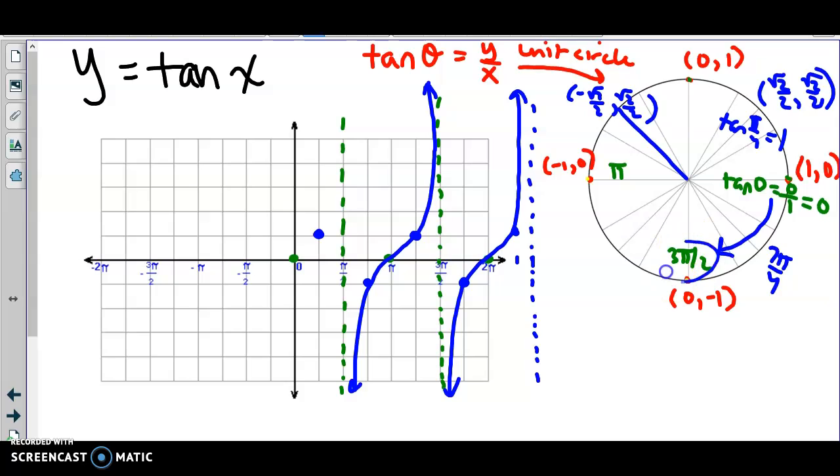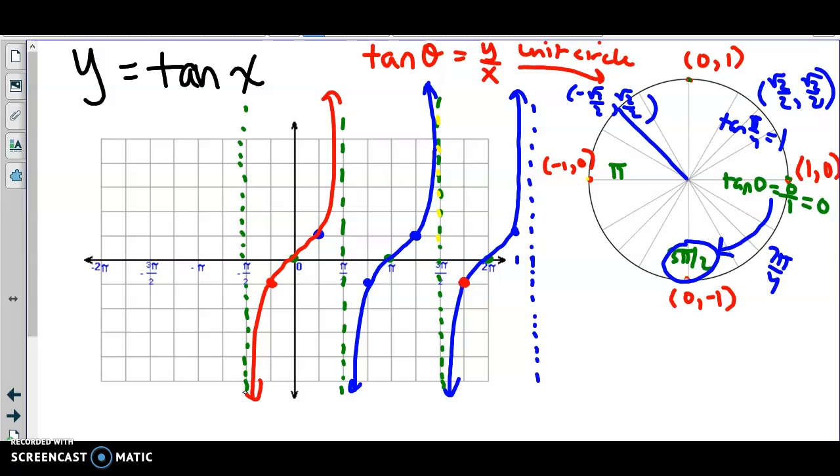Negative pi over 2 is the same as 3 pi over 2, and we graphed a vertical asymptote at 3 pi over 2. So I'm going to put in a vertical asymptote at negative pi over 2. And negative pi over 4 is the same as the 7 pi over 4 right here. So negative pi over 4 right there. So this here would be another one.